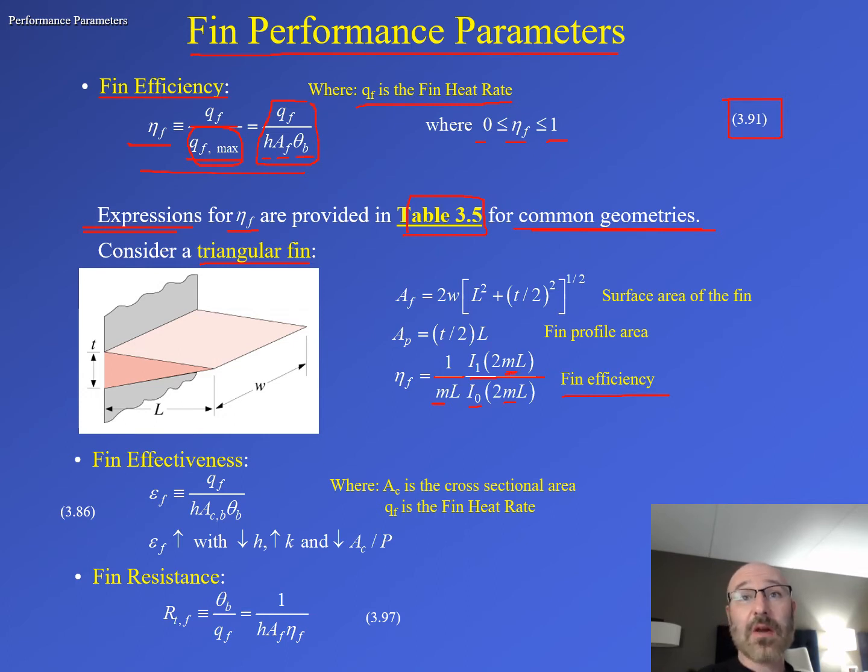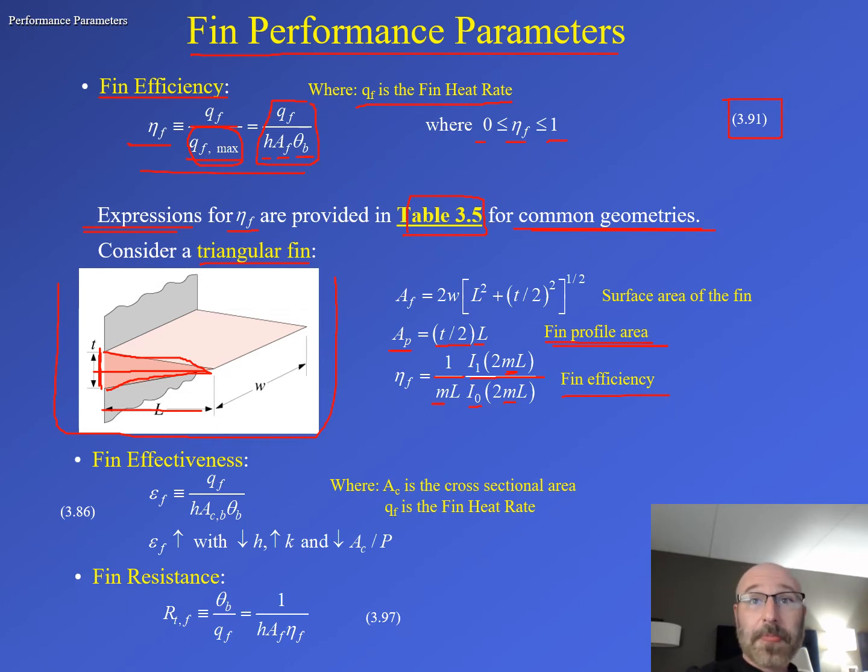Now we can also take a look at our A sub p. We can see this A sub p in a couple different relationships that we've seen throughout this chapter. This is our fin profile area. So for a triangle, the fin profile area we can see here is lowercase t over 2 times L. So this relates back to our diagram over here. We can see our t is that thickness at the base, that dimension there, and we can see that our L is this length going out this way. So our fin profile area is this triangle right there. So we have this t over 2 times that L distance to get that fin profile area.